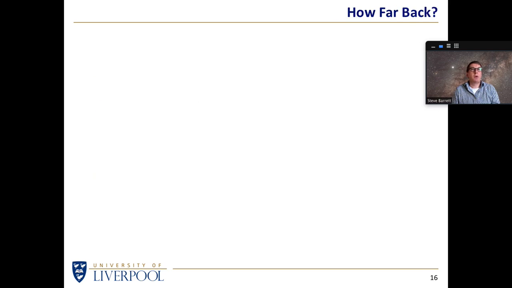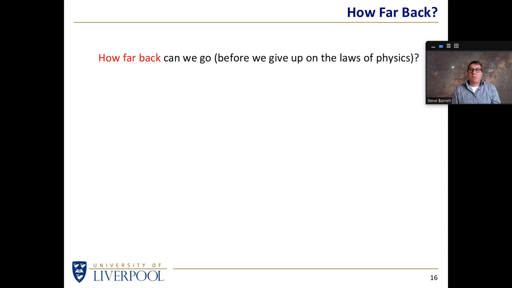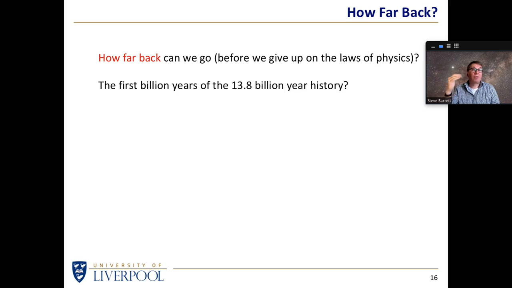And in doing so, we can ask the question, well, how far back in time can we go? If we think we understand the laws of physics now, based on the experiments we do, etc., how far can we go back before we say we're not really sure whether the laws of physics still apply? How far until we give up on the physics we think we understand? Can we go back to the first billion years? In other words, if the universe is 13.8 billion years old, can we go back 12 and a half, 13 billion years? Yep, no problem at all.